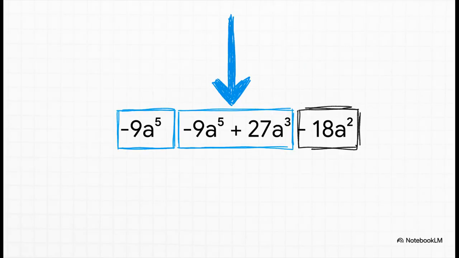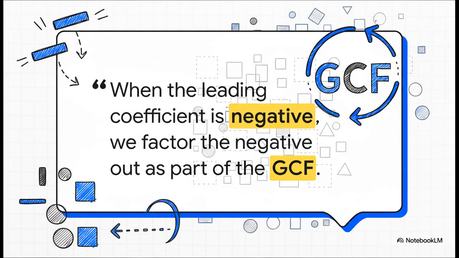All right, let's look at one more super common situation you're going to run into. What happens when your expression, like this one with 3 terms, starts with a negative? There's a really helpful rule for this. The rule is actually really simple, but it's super important, and trust me, it's going to make your life way easier down the road. It's this. If the very first term is negative, we just make our GCF negative. We pull that negative sign out, right along with everything else.